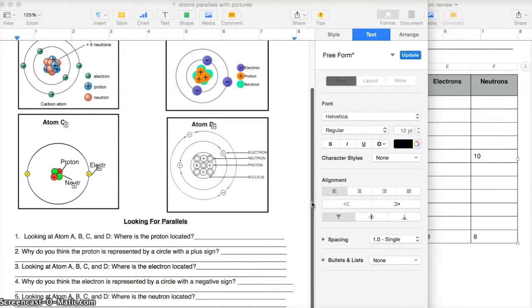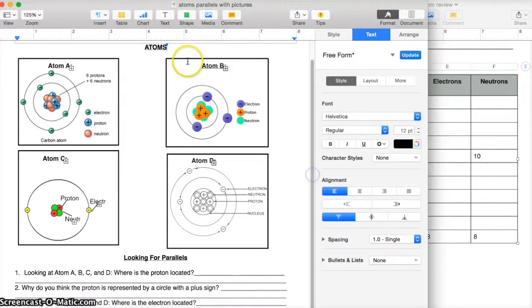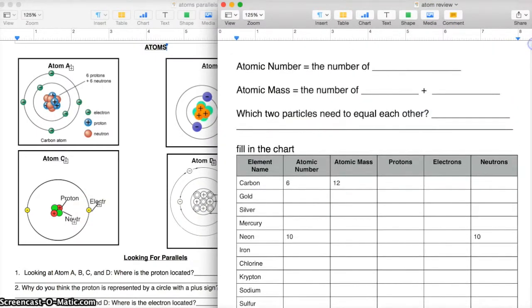For this lesson, the review group was given a handout that had 4 pictures of atoms, and together we looked at what the pictures had in common, where the protons, neutrons, and electrons were always located, how the protons and neutrons were bigger in size compared to the electrons, and why. They then were given a second handout where they had to write down how to find atomic number and atomic mass, which particles equal each other for a neutral atom, and then they practiced writing down the atomic number, mass number, and number of protons, neutrons, and electrons for different elements.